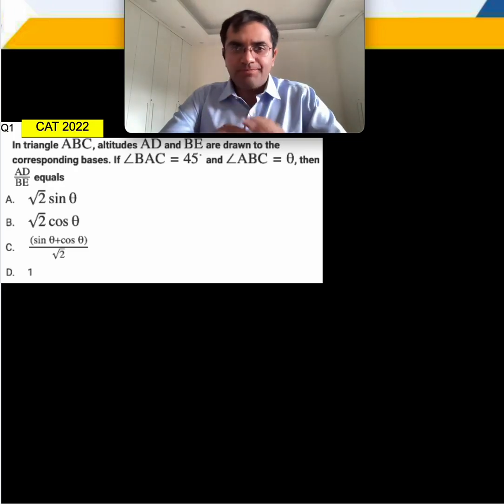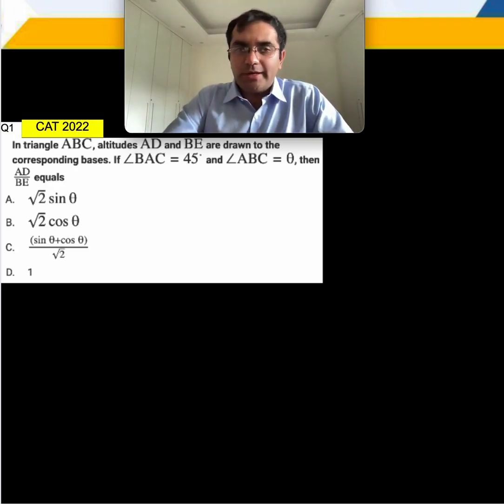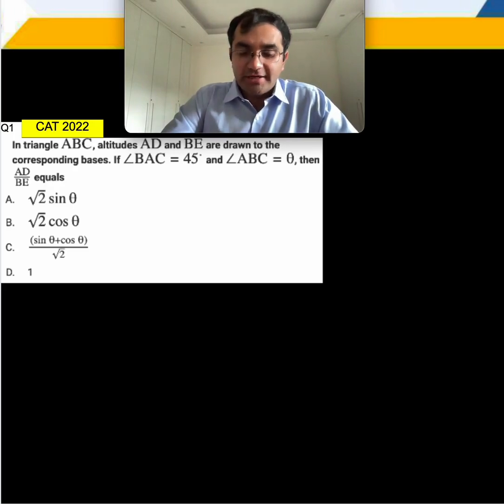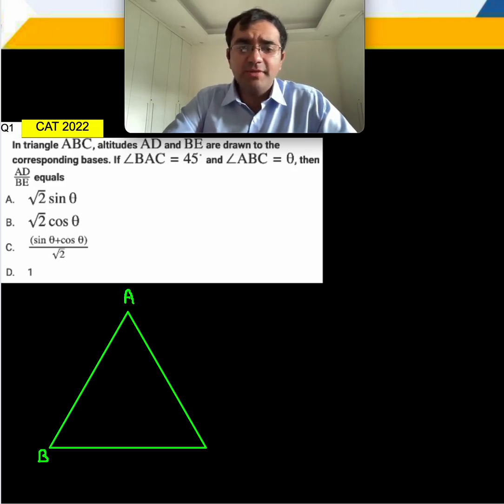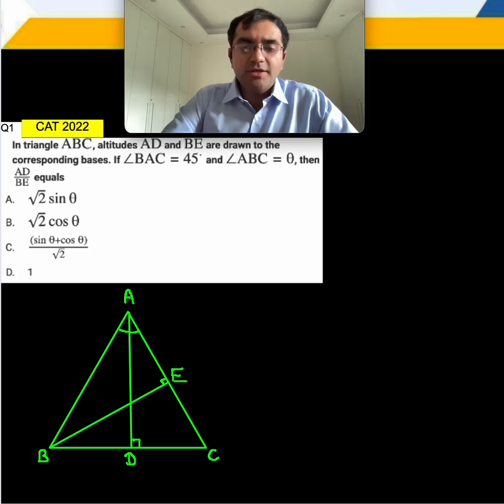Those rare questions where trigonometry is directly being used. Otherwise, within geometry questions, the trigonometry is used a little indirectly. We have triangle ABC, altitudes are AD and BE, and angle BAC is 45 degrees. ठीक है, तो यहाँ दोनों 90 बना दिए, 45 degrees आ गया.